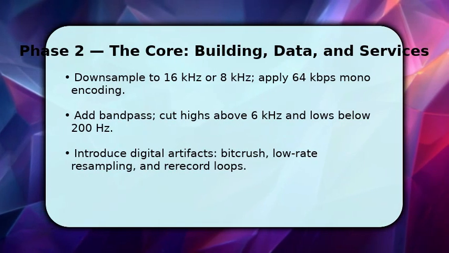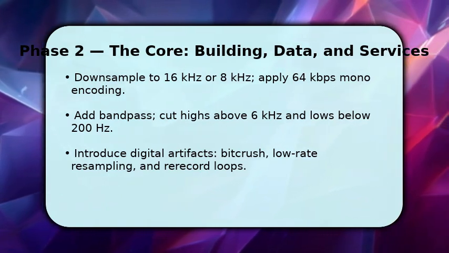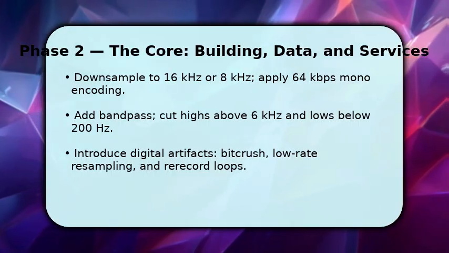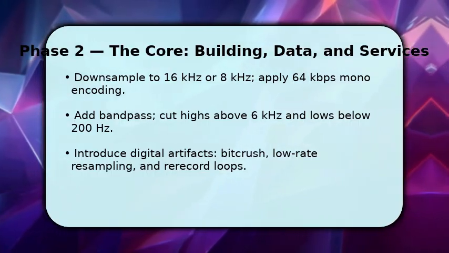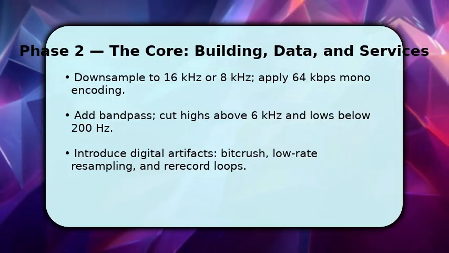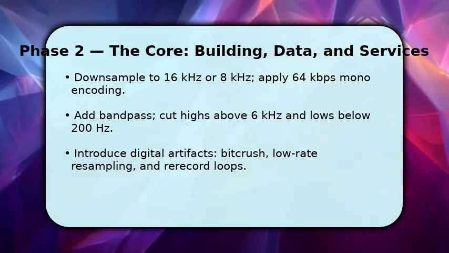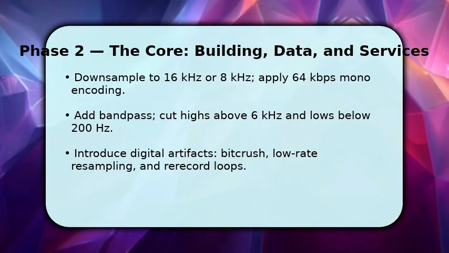Now you shape the captured sound to emphasize artifacts and loss. Downsample the file to 16 kHz or even 8 kHz and export at 64 kbps mono to force codec smearing. Apply a bandpass, cutting highs above 6 kHz and lows below 200 Hz so clarity disappears.